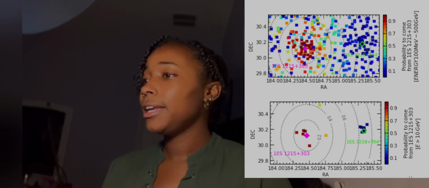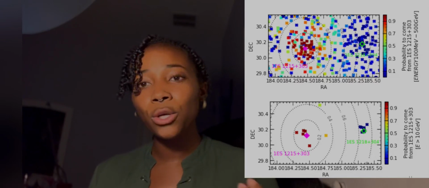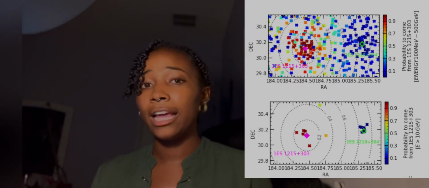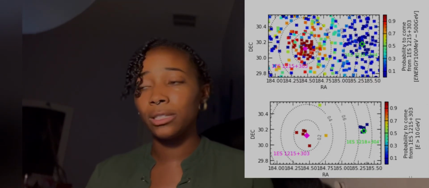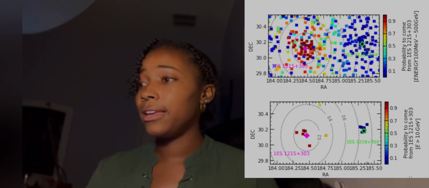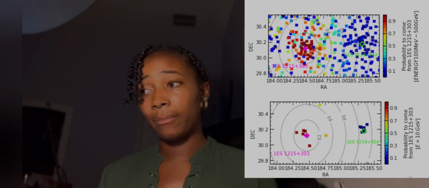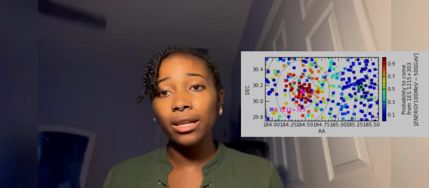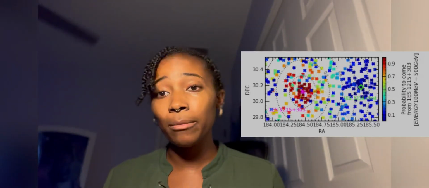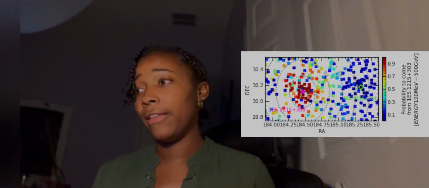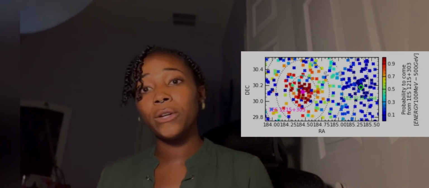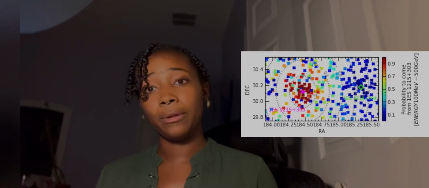You can see here that with the warmer colors, those represent photons that have the highest probability of having been emitted from 1ES1215. And the cooler colors represent photons that have the lowest probability of having been emitted from our source of interest. And here we can see that there's a concentration of photons around 1ES1215 that have a high probability of having been emitted from it. And then there's also a large collection of photons that have obviously not been emitted from our source.